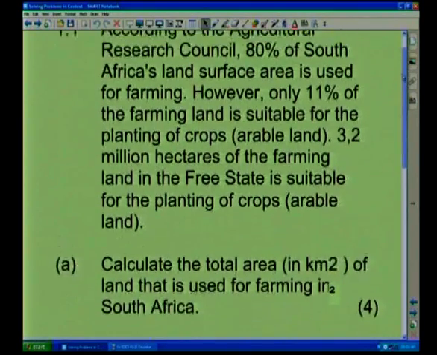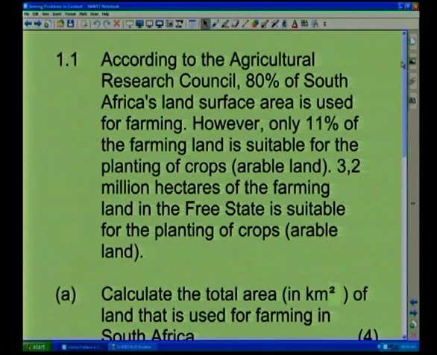Right, if we go further, we'll have a look and see what the questions ask. I always tell my students, go and read the question once you've looked at the table or information given, and then come back to the table and see if you can answer the type of thing that they're looking for. So let's read the questions here. It says, according to the Agricultural Research Council, 80% of South Africa's land surface area is used for farming. However, only 11% of the farming land is suitable for the planting of crops or arable land. 3.2 million hectares of the farming land in the Free State is suitable for the planting of crops. And again, that's named as arable land.